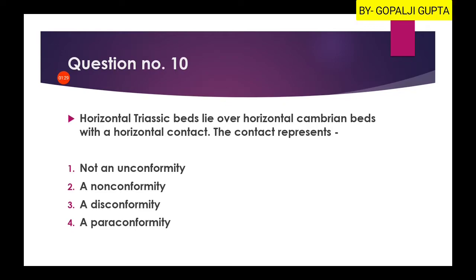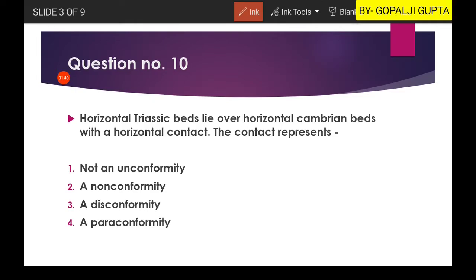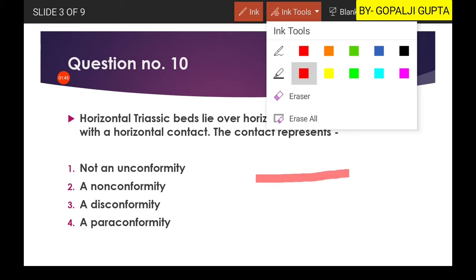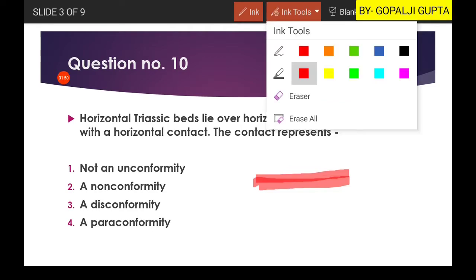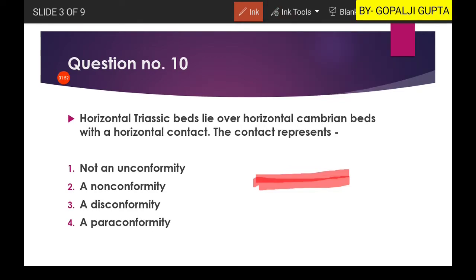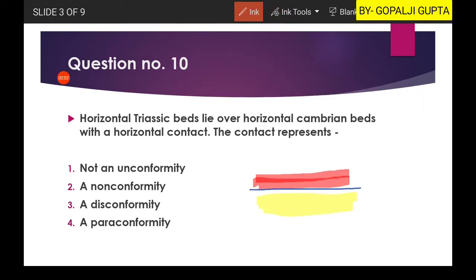Now question number 10 is, horizontal Triassic beds lie over the horizontal Cambrian beds with a horizontal contact, then the contact represents... So here we are saying that we have a Triassic bed. Let us say that the red color is showing the Triassic bed, and this is lying above the Cambrian bed. So this is the Cambrian bed shown in yellow color, and the contact is also horizontal.